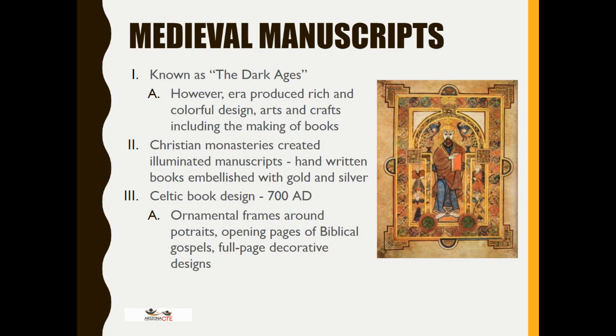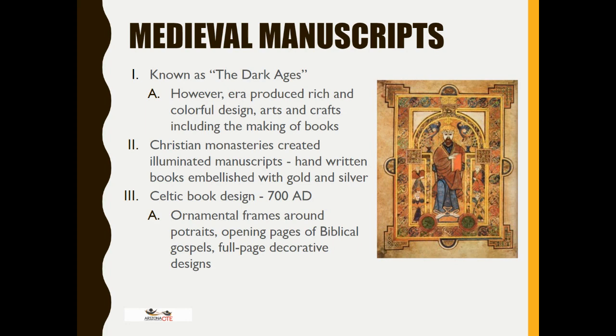And then we're jumping to medieval times. This is after the fall of the Roman Empire. So the Roman Empire was one of the great empires of our time. Then it fell, and then we come into the medieval era, and then we have these manuscripts. The medieval time is known as the Dark Ages, but it produced a lot of rich and colorful designs, even though it was considered the Dark Ages. And this example on the right shows that. So they used really colorful designs.